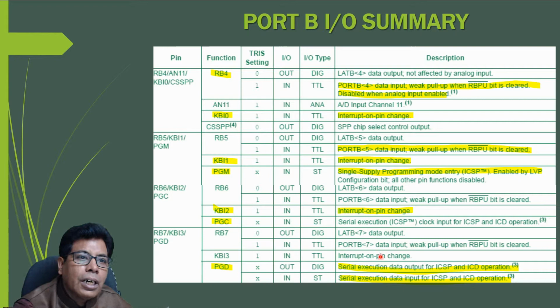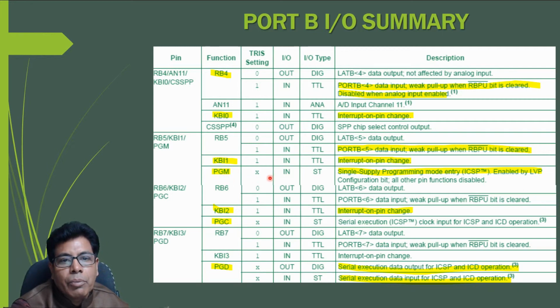Then next we have RB4, which is used as output when it is 0 and input when it is 1. Similarly, it is used as interrupt on pin change, KBI0. Then RB5 is used as output or input, and KBI1, that is interrupt on pin change. And apart from that, PGM, that is single supply programming mode entry.